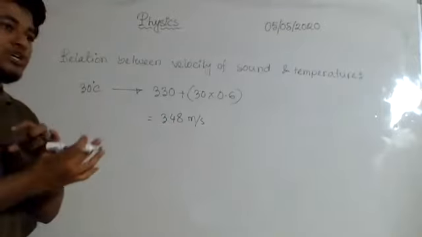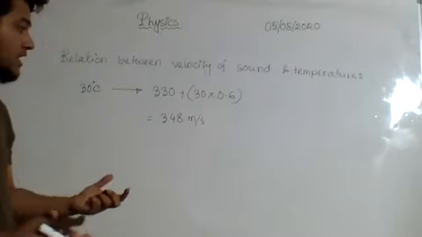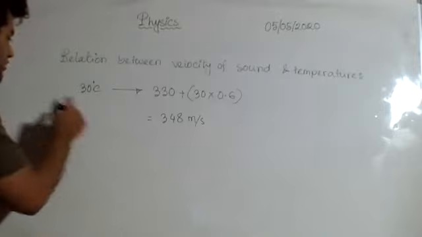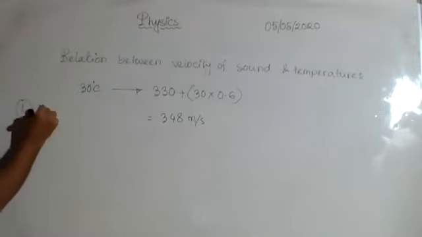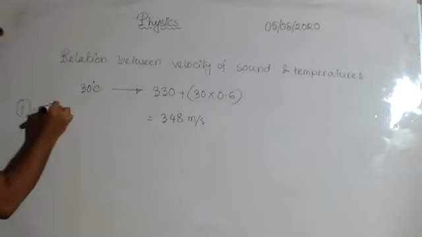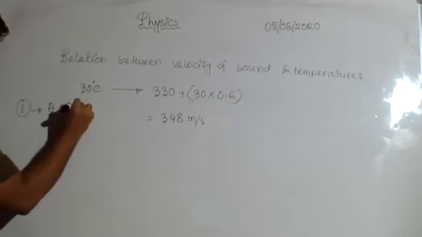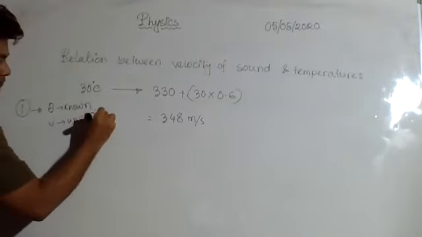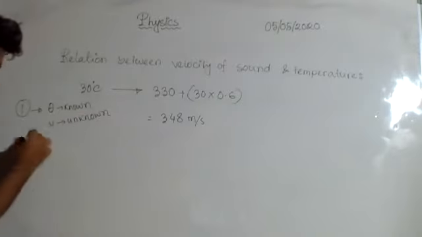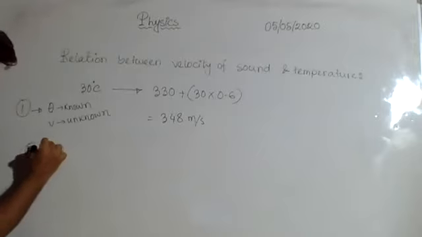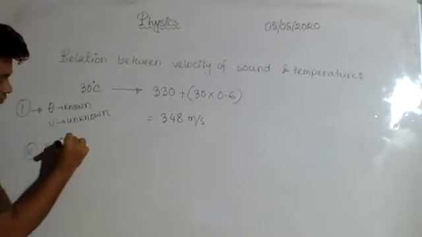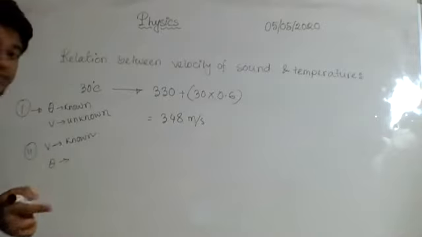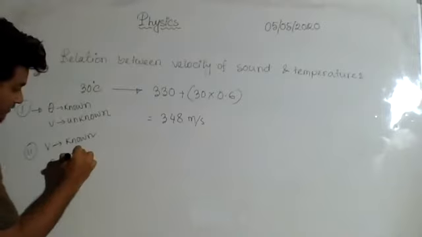Now sometimes the question might be reversed. Means sometimes the velocity will be given, and you will be asked about the temperature. So this is number one type of question, where the temperature, theta, is known and the velocity is unknown. And sometimes the reverse might happen. The velocity will be known, and you have to find at what temperature this velocity occurs. That means the temperature is unknown.